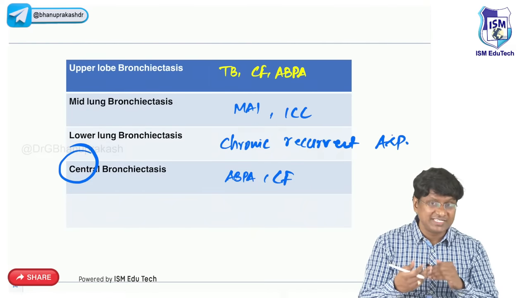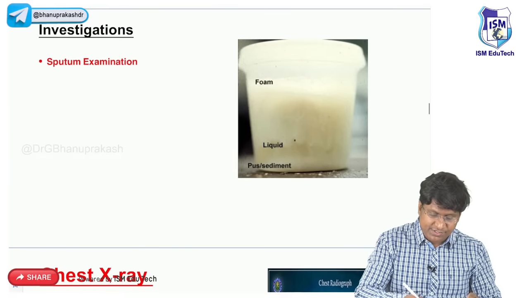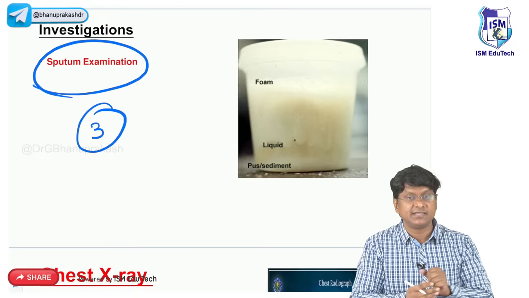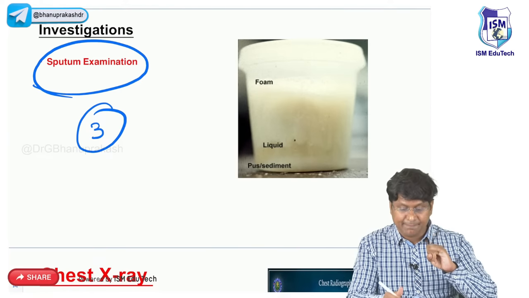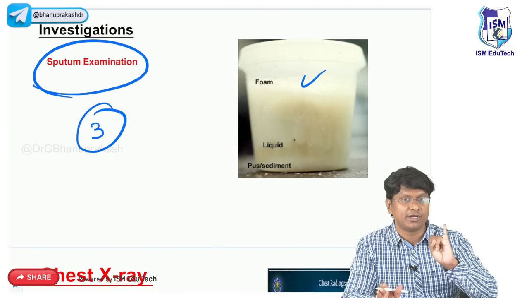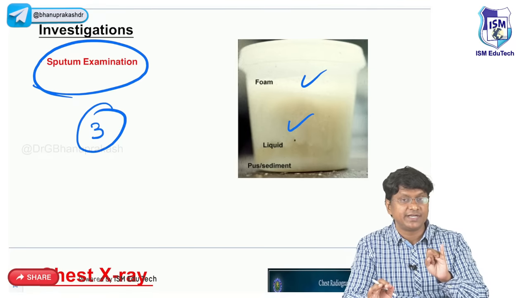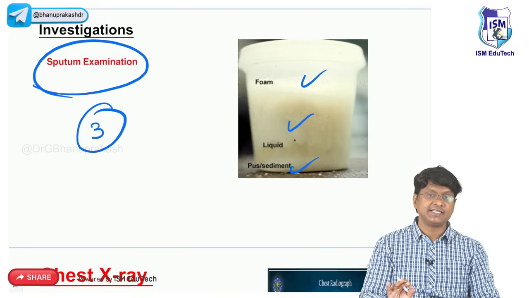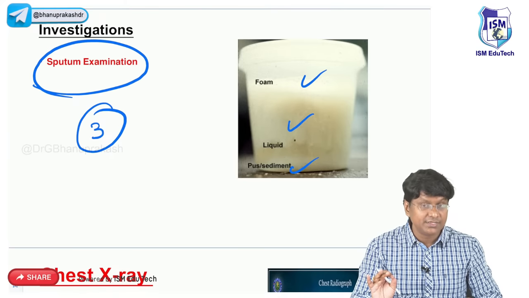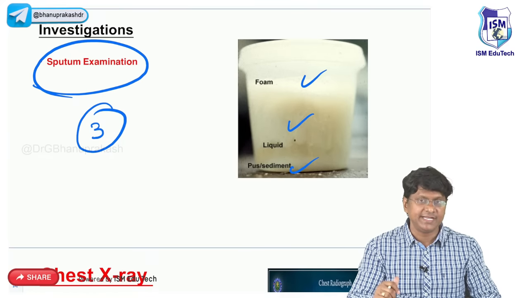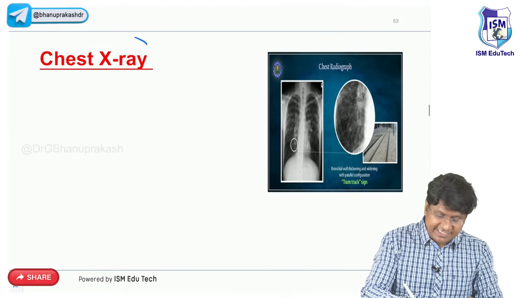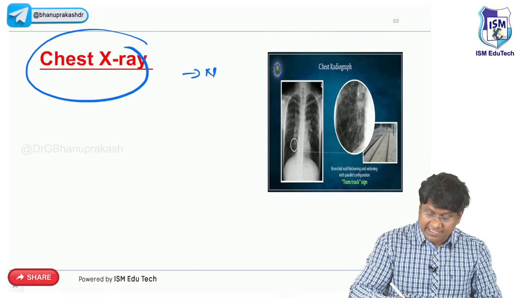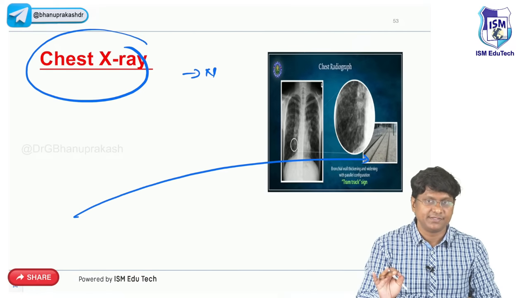Then what is the workup? One is sputum analysis. When you keep the sputum at the bedside, you get the classical three-layered sputum, where the upper layer is frothy and watery, the middle layer is turbid and mucopurulent, and the lower layer is purulent and opaque. Then the first-line investigation is chest x-ray. Chest x-ray may be normal or it will give you the classical tram track appearance.